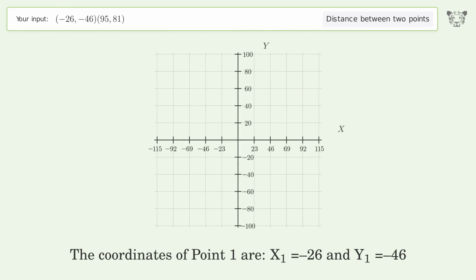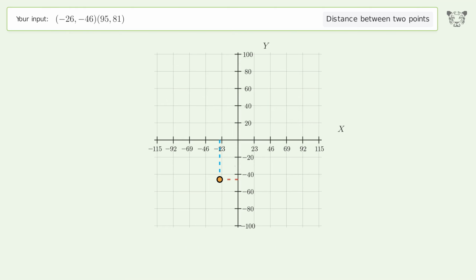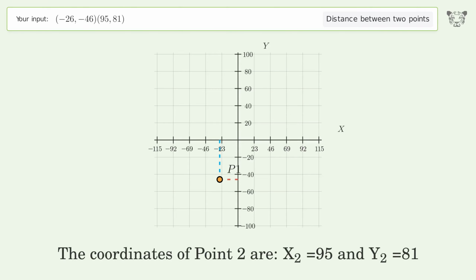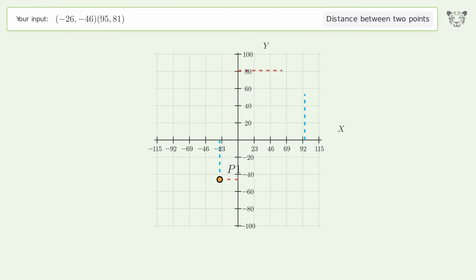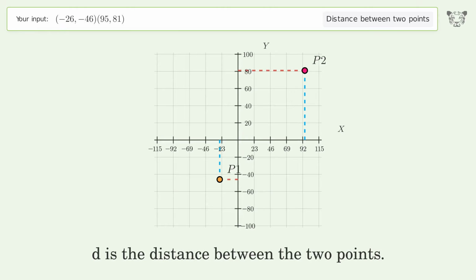The coordinates of point 1 are x1 equals -26 and y1 equals -46. The coordinates of point 2 are x2 equals 95 and y2 equals 81. D is the distance between the 2 points.